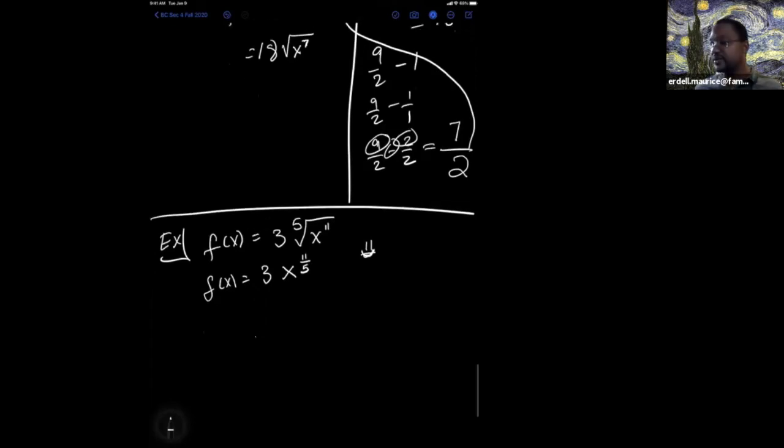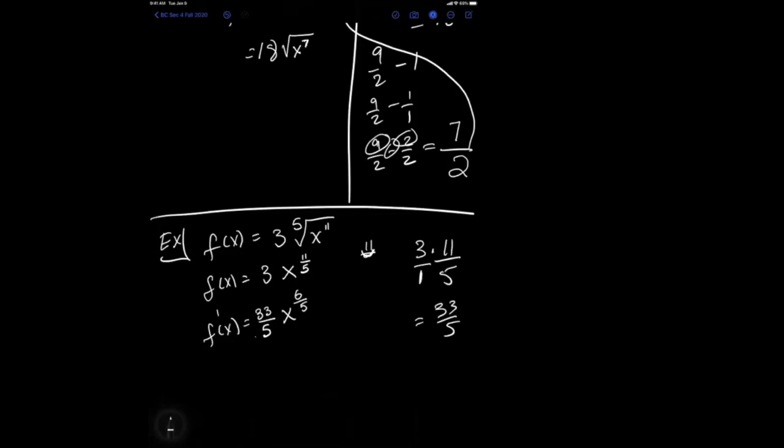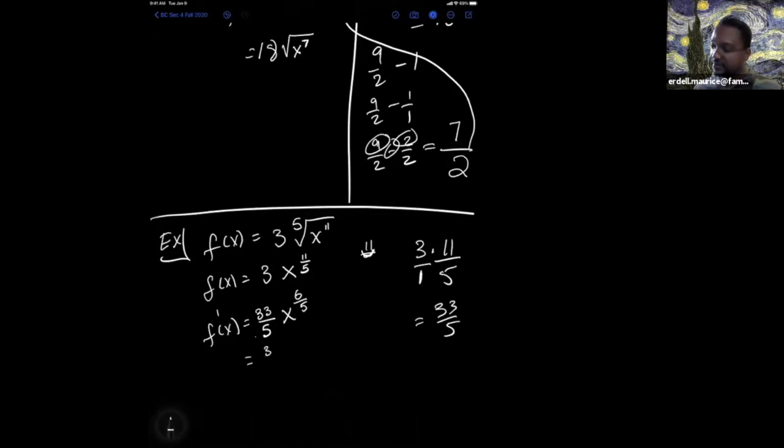And now I can go ahead and do my derivative. 3 multiplied by 11 over 5. Make that 3 over 1. That's 33 over 5. So that's my number out front. And then x raised to, what is 11 minus 5? Six, over 5. Keep the denominator. That's going to be 33 over 5 times the fifth root of x to the 6th power.